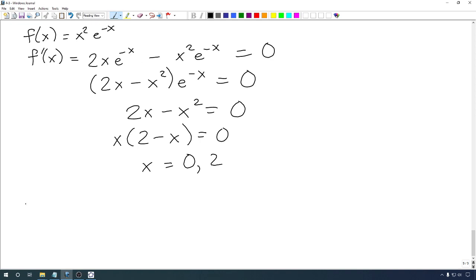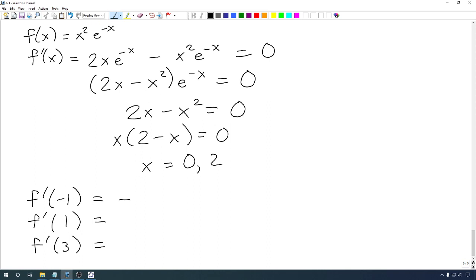We need to take some test points though. So below 0, we might as well take negative 1. Between 0 and 2, we might as well take 1. And after 2, go ahead and take 3. Remember, our derivative here is this thing here, or we can go ahead and use the factor form if you want to. If we plug negative 1 into 2x minus x squared, we have a negative 2 minus 1.